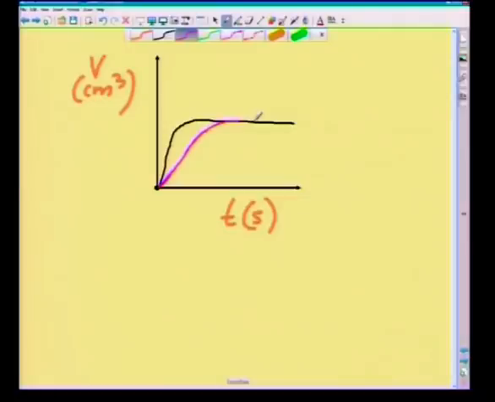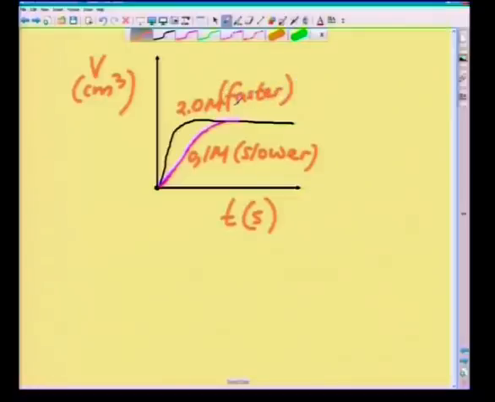Okay, and then what does this mean? It means that when I have a 2.0 mole per cubic decimeter, and when I have got a 0.1 mole per cubic decimeter, the reaction rate won't be the same. It will be slower here, and it will be faster there. Okay, so that's what I'm going to have.